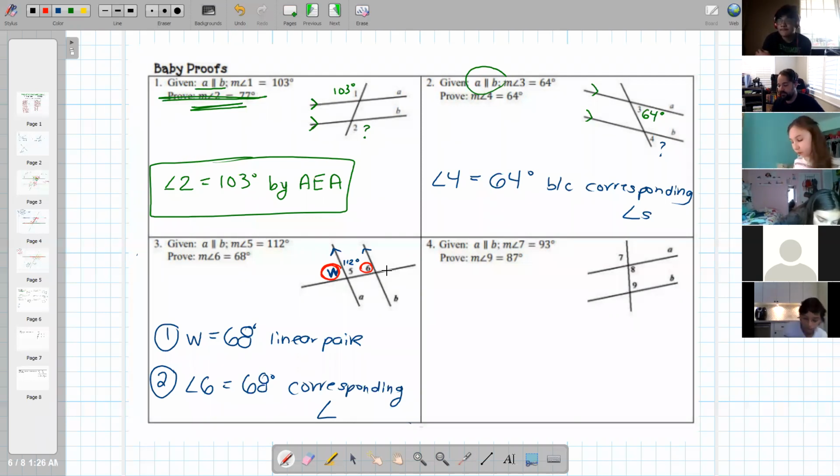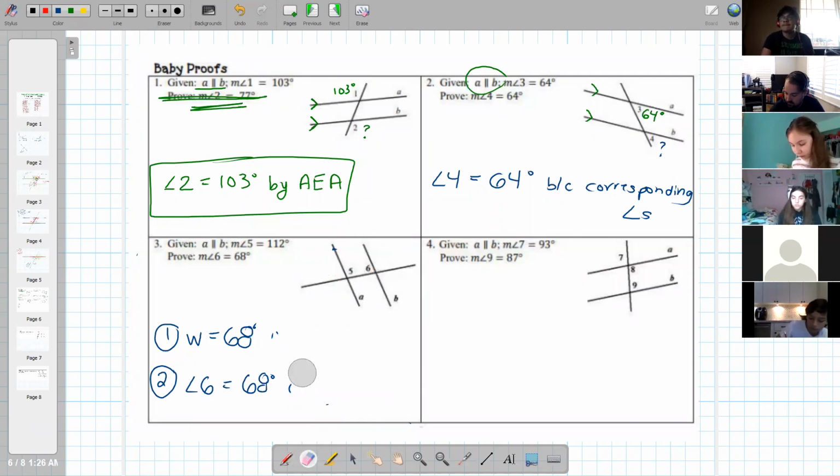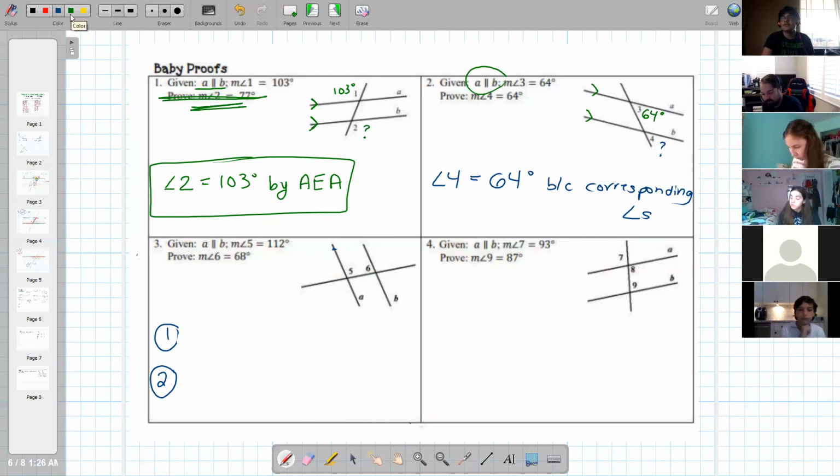Did anyone see that in a different way? Anyone want to share a different pattern that they saw? Yeah, go ahead. Did you use a second angle? Yes. Which angle did you use and what did you call it? I used the one on the other side of 6, and I called it angle 7. Okay, so you called this one angle 7.